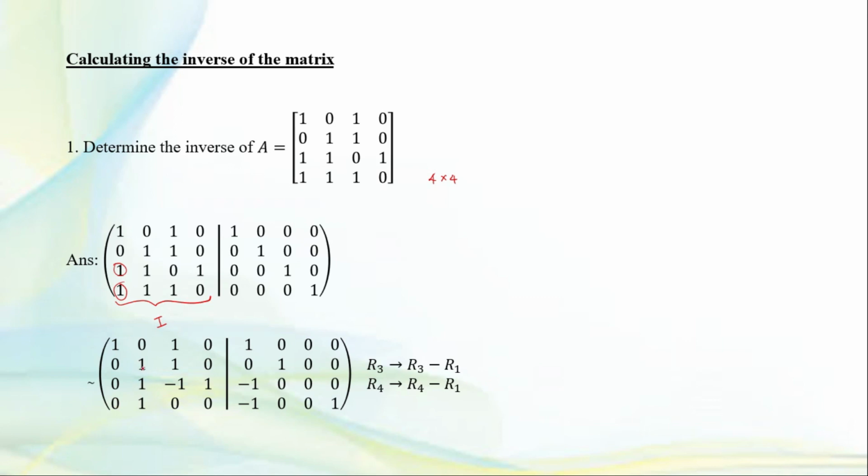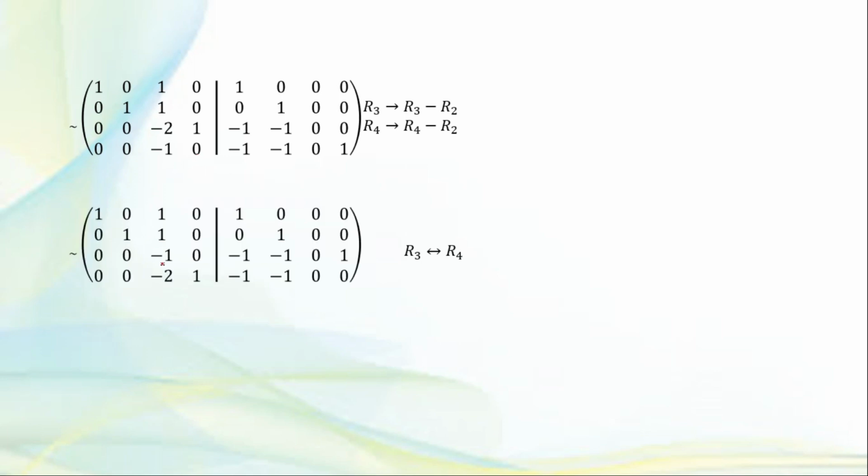Next, moving to the second row. Here the diagonal element is 1. Then we want to make this one and this one 0. So the transformations are R3 changes to R3 minus R2, R4 changes to R4 minus R2. So this is the matrix.